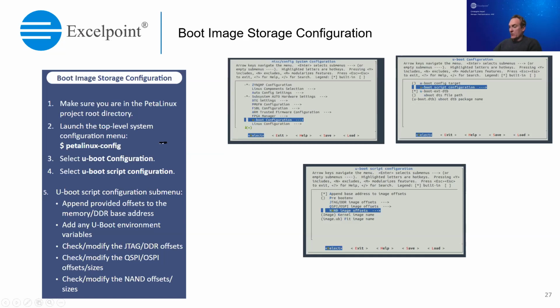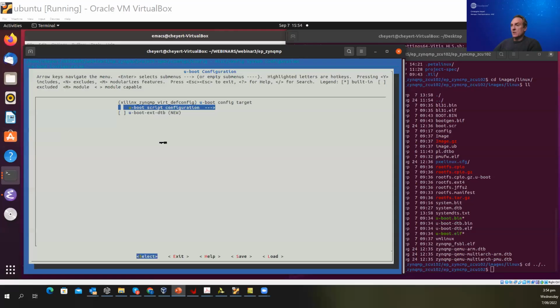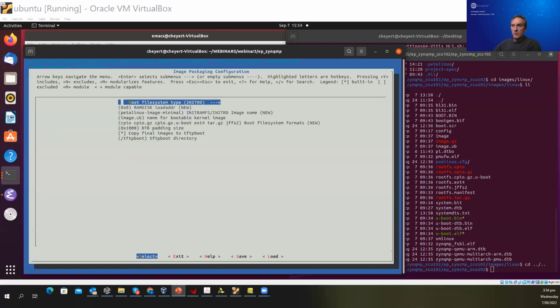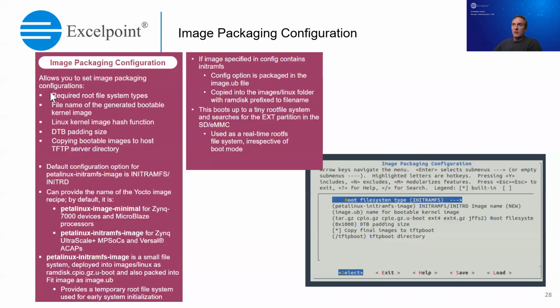So I don't need to do anything fancy here. I'm just going to leave this as is. And then we arrive at the Linux image packaging configuration, which is probably also quite common to reconfigure. This allows you to set the following packaging configurations: the required root file system type, the file name of the generated bootable kernel image, the Linux kernel image hash function, DTB padding size, and whether to copy the bootable image to the host TFTP server directory.